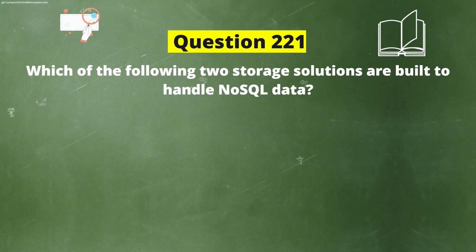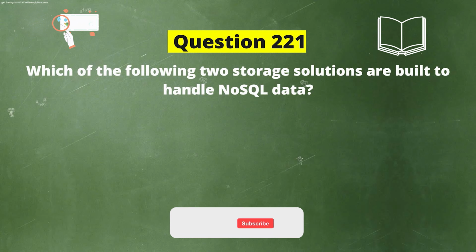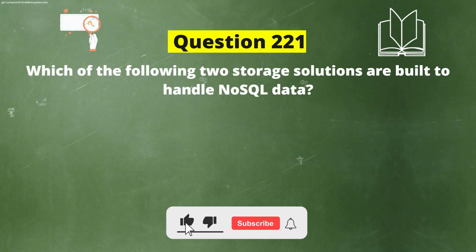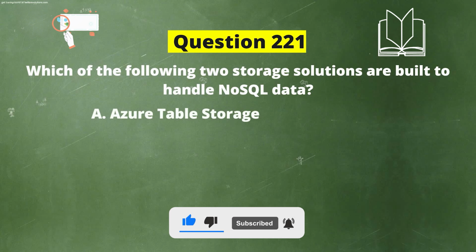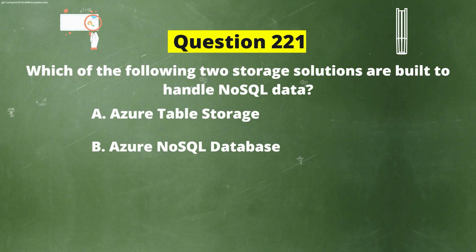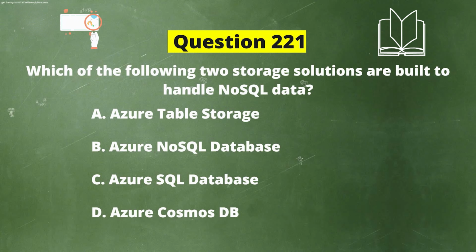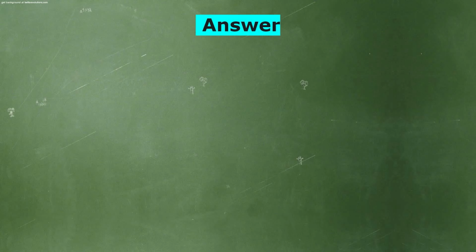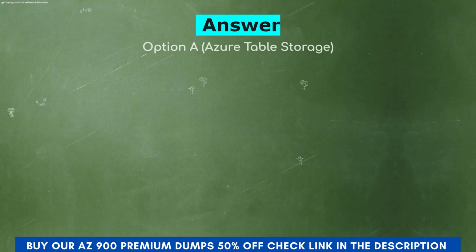Next question. Which of the following two storage solutions are built to handle NoSQL data? And the options are A. Azure Table Storage, B. Azure NoSQL Database, C. Azure SQL Database, D. Azure Cosmos DB. And the correct answer is option A. Azure Table Storage, and option D.